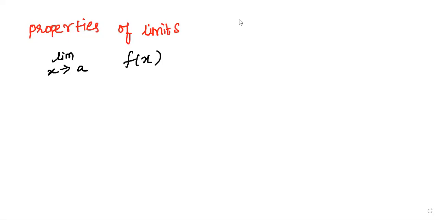And let's assume, what if I'm multiplying the function with a constant? I'll just use a different color. I'm multiplying a function with a constant. I can take the constant outside. I can push the limit inside the function.